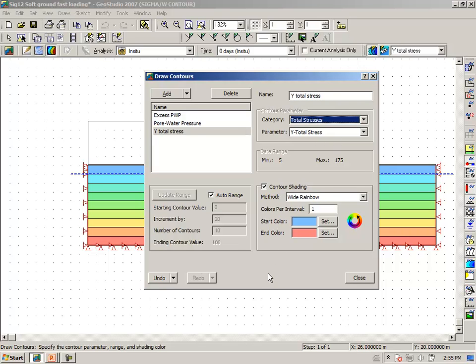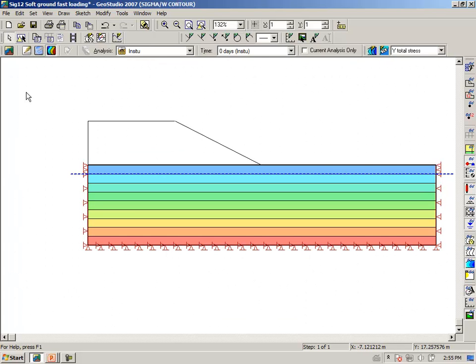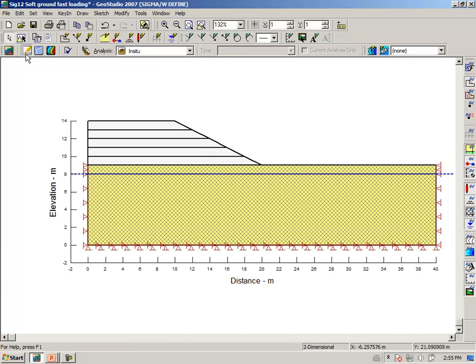And since they're perfectly horizontal, it appears that the stresses have been computed correctly. So having then established our in situ stress state, we can now proceed to apply the first lift.